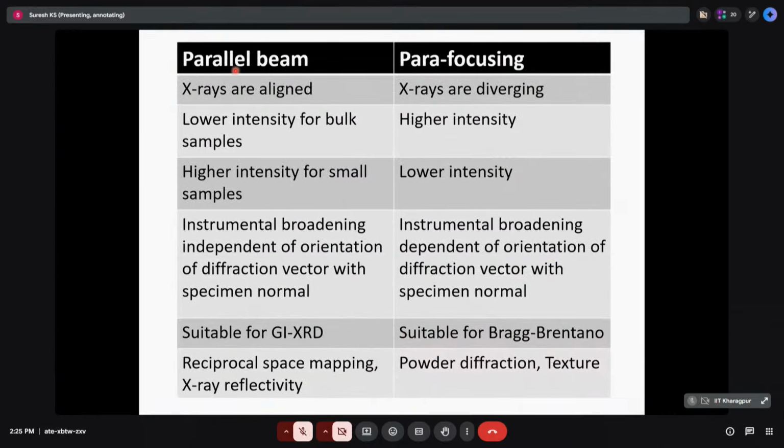So in parallel beam, all the X-rays are very well aligned, while parafocusing gives a slightly diverging beam, but it could provide a relatively higher intensity for bulk samples. However, it provides much lower intensity when you talk about thin films or when the volume of the sample is less.